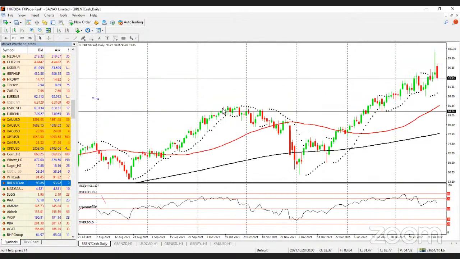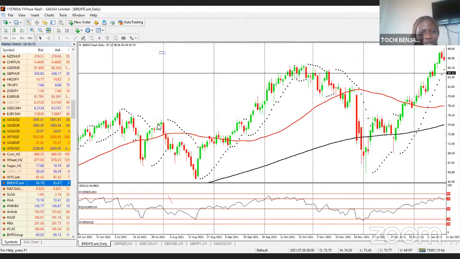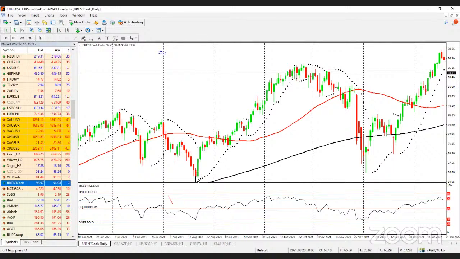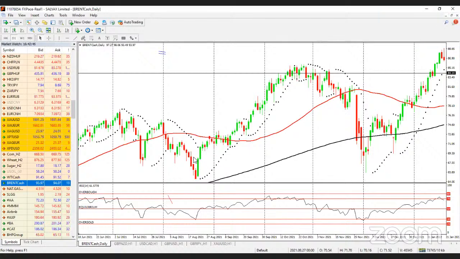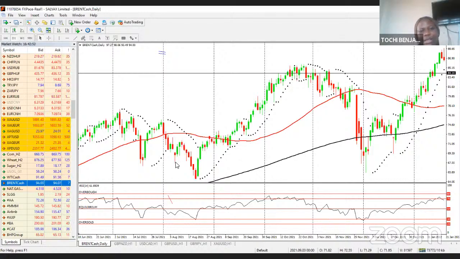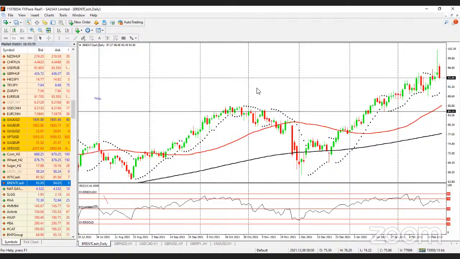See this. This is supposed to be a piercing line, but the formation went the opposite way. It's supposed to be a piercing line, but it didn't form as a piercing line, because this was supposed to be a gap down, then a gap up. But that's what we are looking for.